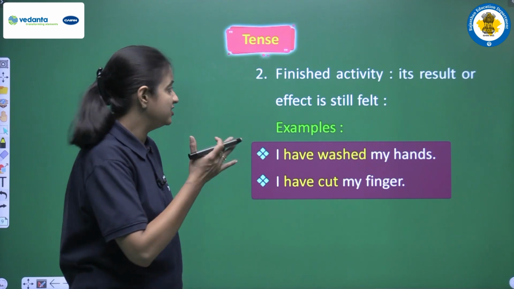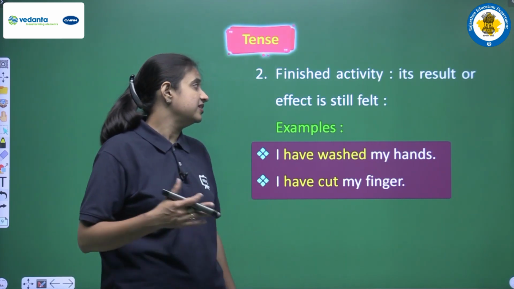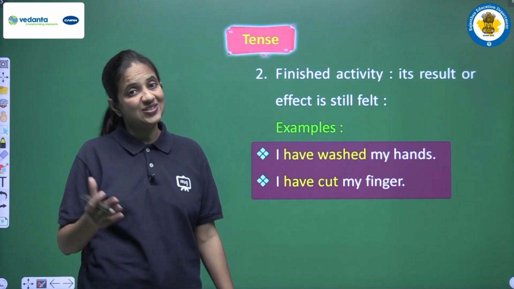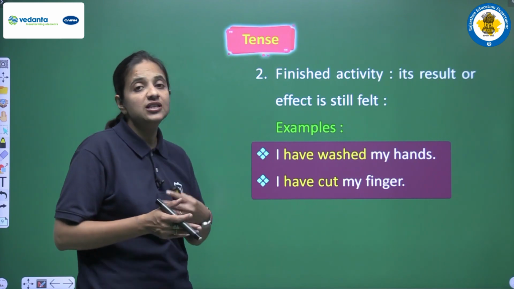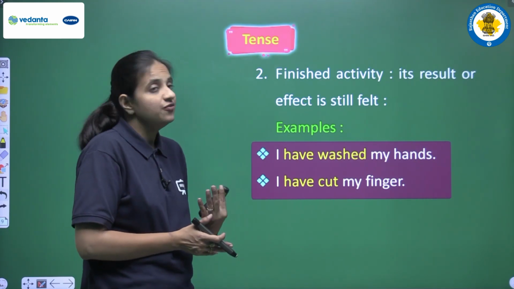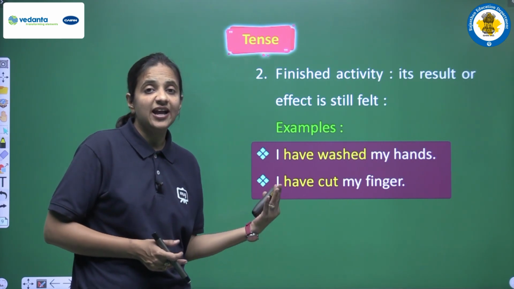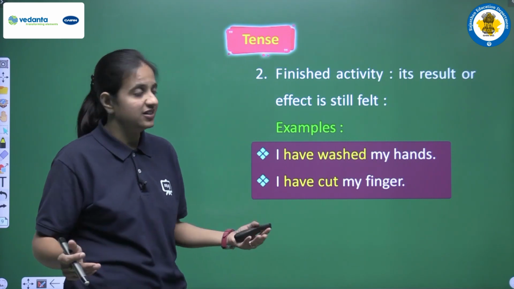So what is that? Let's read. Finished activity, its result or effect is still felt. Okay, so yes, this is the second use. So we use present perfect tense to show all the activities that are actually finished, right? But the result, or we can say the effect of that activity is still there. Okay, so let's see some of the example to clear this thing.